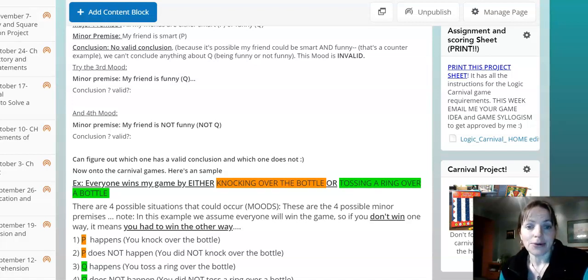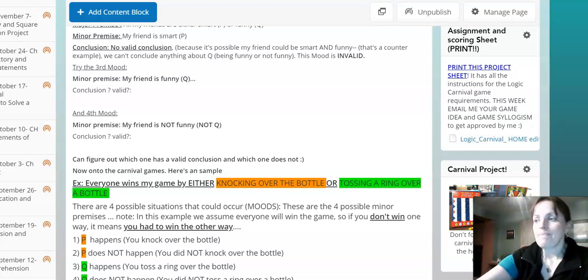And so our final mood is the fourth mood. So again, our original major premise is my friend is either P or Q. And this time we said my friend is not funny. So can you tell me if you can come to a valid conclusion about whether she's smart or not? Since we know all my friends are either smart or funny, if she's not funny, then yes, we can say validly that she is smart. So not Q means, yes, she is P.